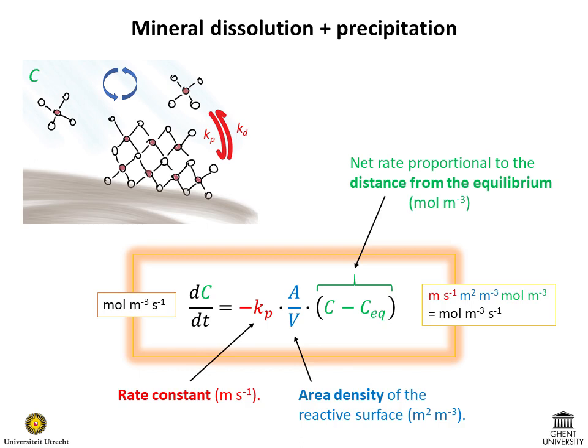We have moles per cubic meter for the concentration differences, square meter per cubic meter for the A to V ratio, and meter per second for the rate constant, which together gives moles per cubic meter per second. This is the same as the unit for the rate of change in the concentration on the left-hand side of the equation, showing that the rate law is consistent.